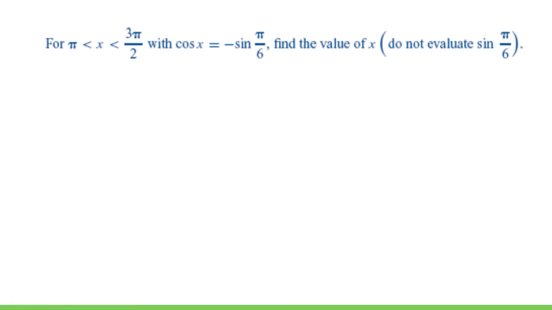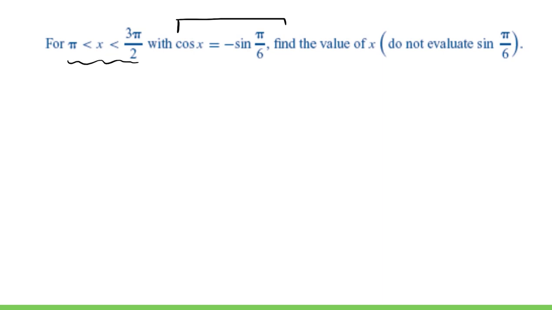But we will do this example here. For x between pi and 3 pi on 2, with cos x equal to negative sine pi on 6, find the value of x, but do not evaluate sine pi on 6. So this does look a little bit confusing at first, but what we're basically trying to do is work it out with this complementary relationship. Now, cos of an angle is equal to negative sine pi on 6, and we want to just work out what that x is. We don't want to work out what this is, because that would defeat the purpose.